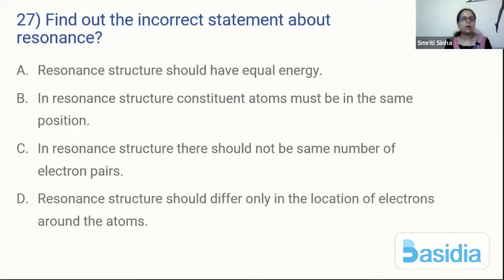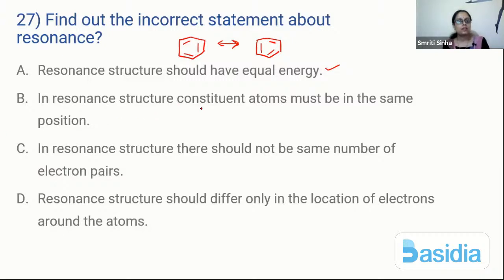Next, find out the incorrect statement about resonance. So which statement is incorrect about resonance? First statement, resonance structures should have equal energy. This is a correct statement. Remember, if you are drawing two resonance structures, I will take a simple example of benzene. Both resonance structures always have the same energy, and therefore they are shown by this arrow, which means just the movement of electrons, nothing else.